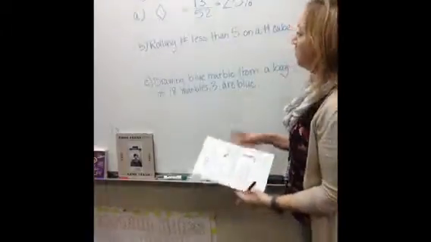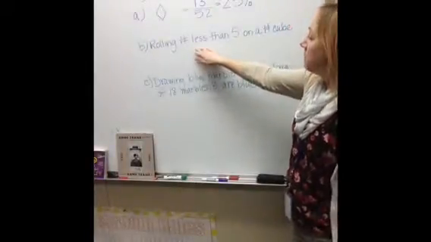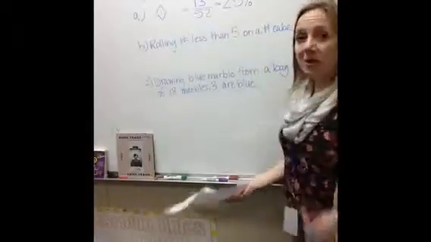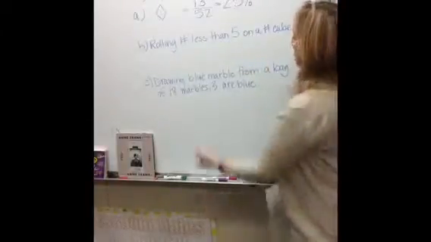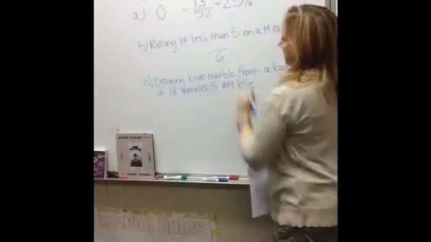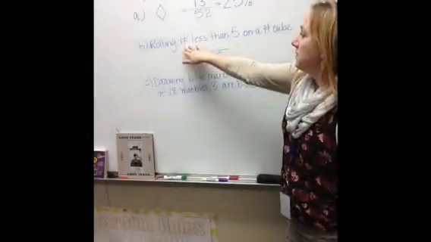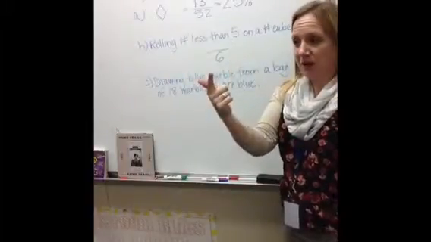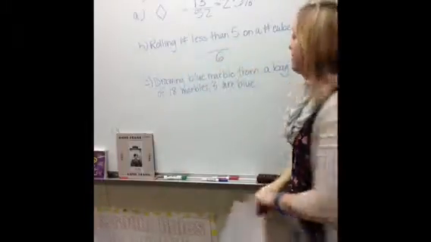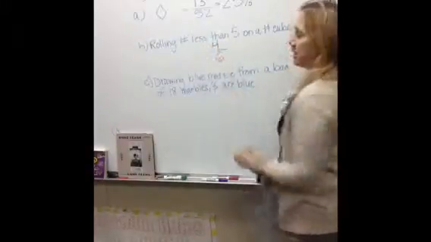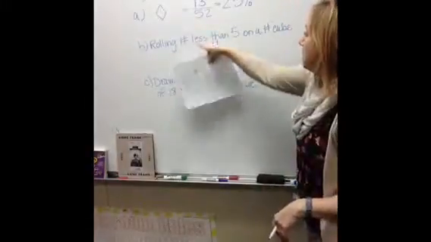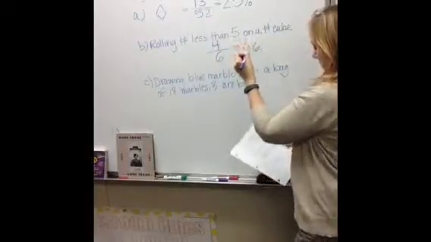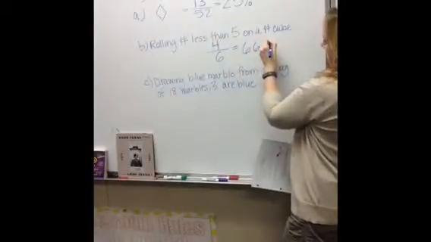All right, for part B, we need to find the probability of rolling a number less than 5 on a number cube. So we know that there's 6 sides to a number cube. So my whole is 6. And I want to find the probability of rolling a number less than 5. So that means that's 4, 3, 2, and 1. So I have 4 out of 6 chances of rolling a number less than 5. And that equals 66 point, I think, 6% or 7%.